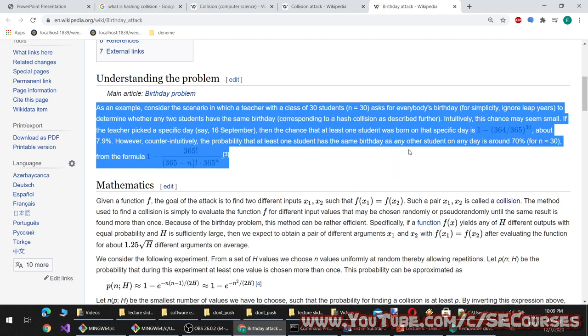As an example, consider the scenario in which a teacher with a class of 30 students, n equals 30, asks for everybody's birthday. For simplicity, ignore leap years. To determine whether any two students have the same birthday corresponds to a hash collision as described. Intuitively, this chance may seem small. If the teacher picked a specific day, say the 16th of September, then the chance that at least one student was born on that specific day is 1 - (364/365)^30, about 7.9%. However, counterintuitively, the probability that at least one student has the same birthday as any other student on any day is around 70% for n equals 30, from the birthday formula.